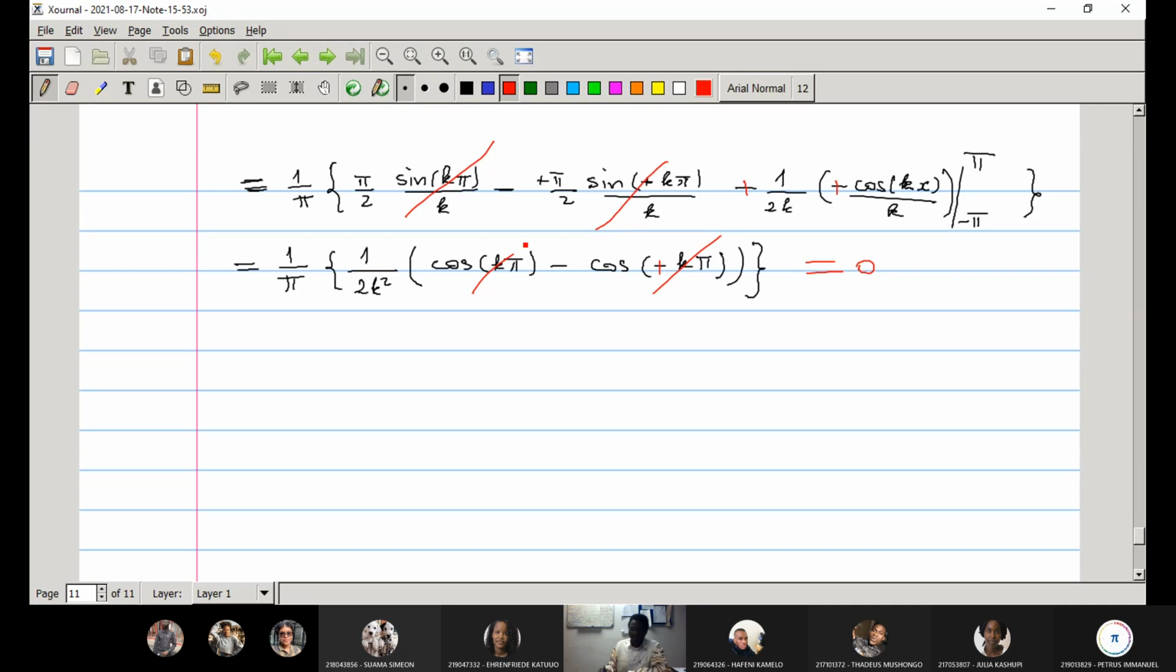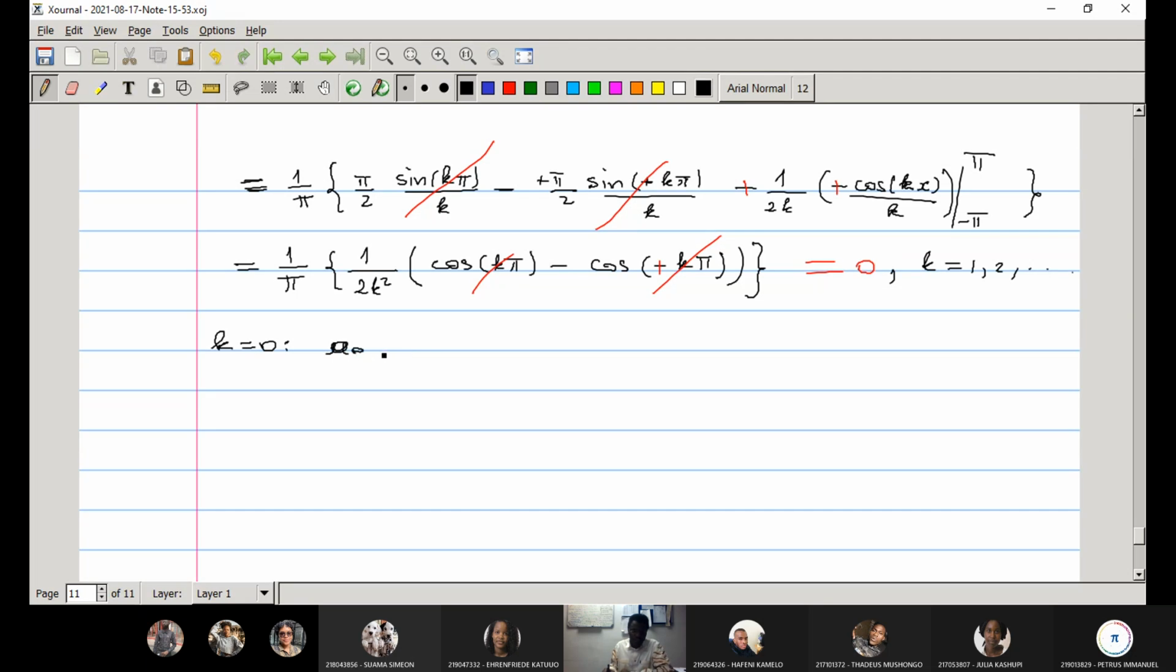And that is true for what? For k non-zero, meaning that k is 1, 2, up to infinity. Now we need to compute explicitly the case k equal to 0 because we divided by k, so k cannot be 0. Now, if k is 0, a0 will be what?